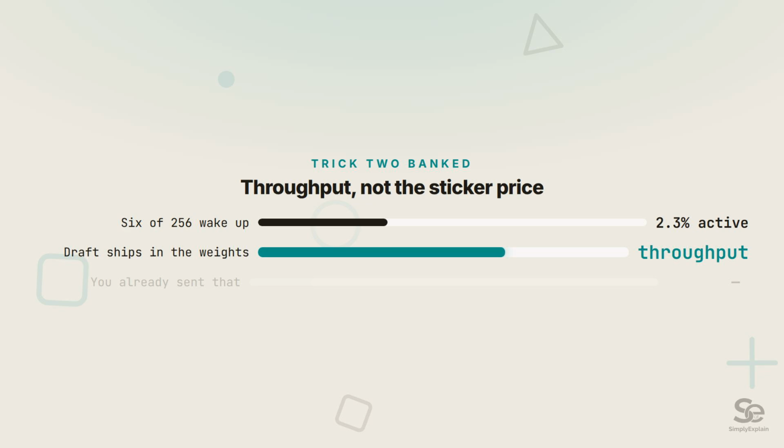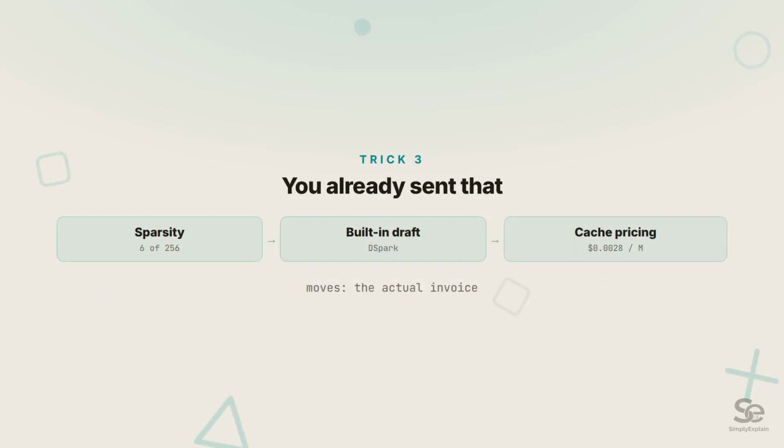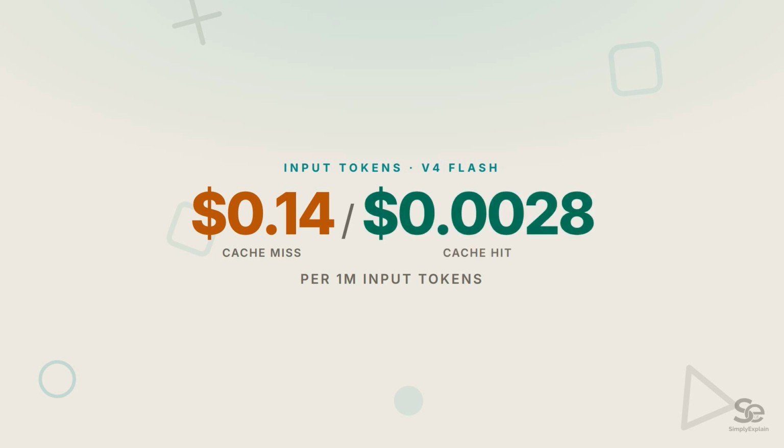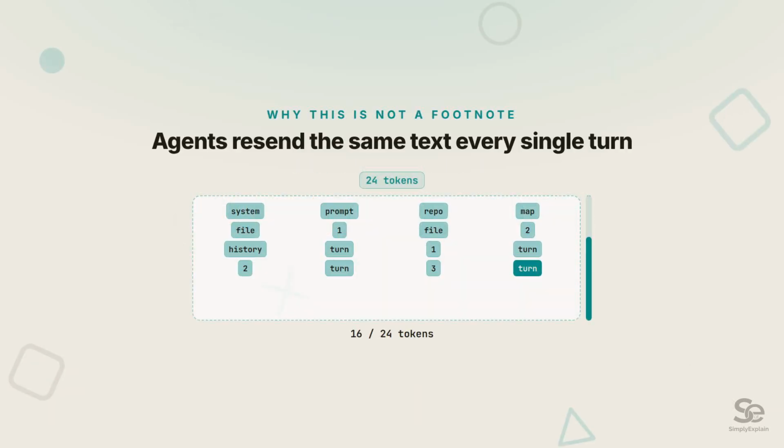Worth saying plainly. Trick 3 is the one that will change your invoice the most. Input you have sent before is billed at a cache hit rate, 14 cents a million on a miss, 0.28 cents on a hit, 50 times less for the same tokens. And agents resend enormous amounts of identical text. The same system prompt, the same files, the same conversation every single turn. That is where the cache rate becomes the whole bill.